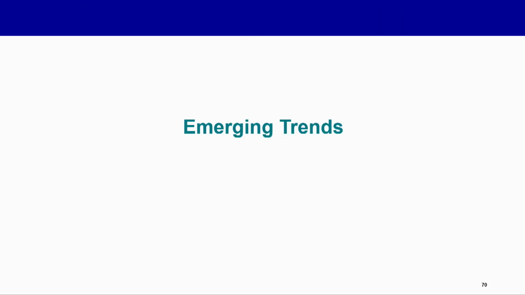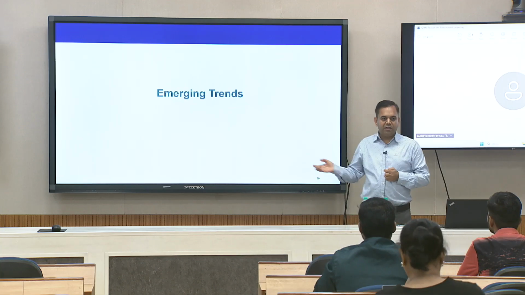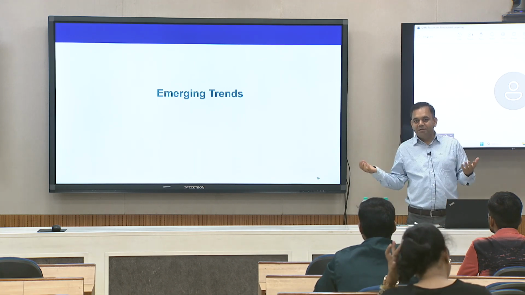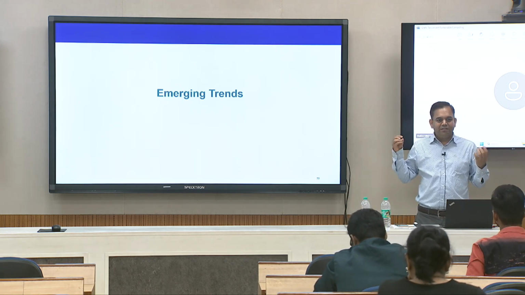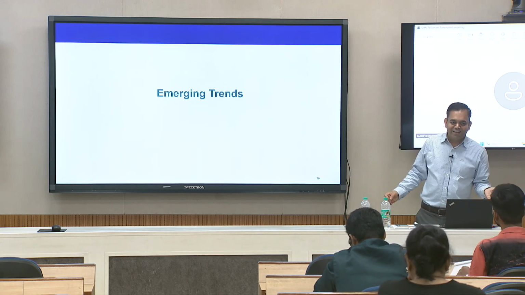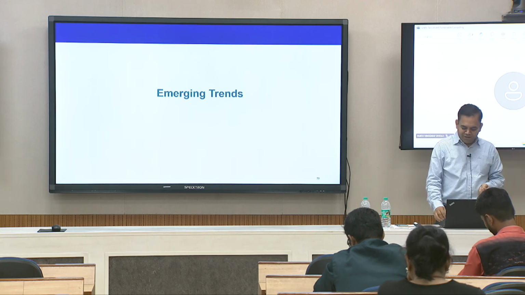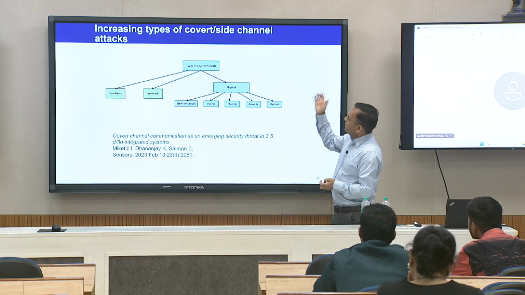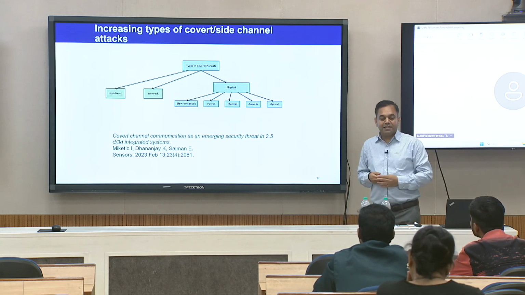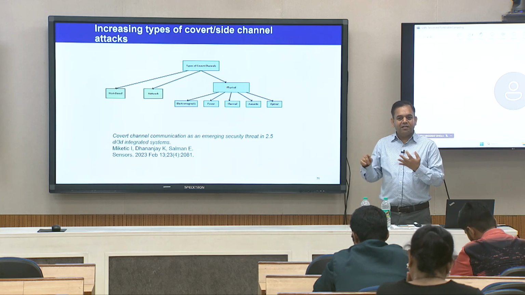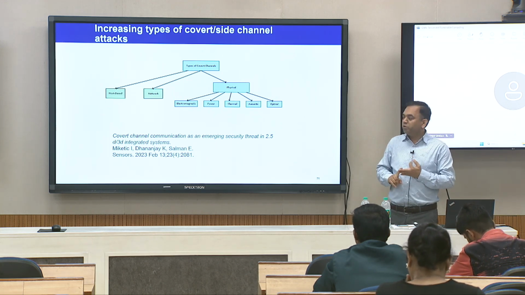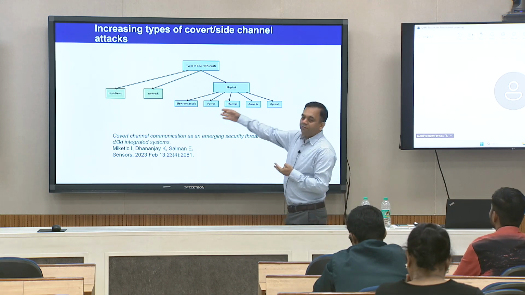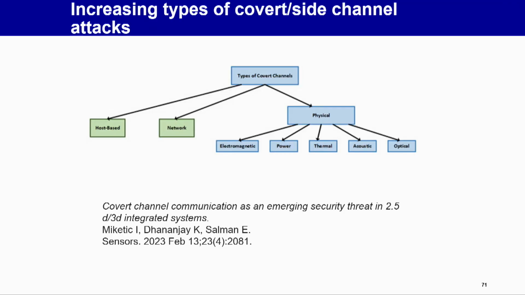Okay, so now let's look at what can be the emerging trends from now on. These are my thoughts. You should not take this as what the world is thinking. The world may think in a different way, or different people may think in different ways. One thing I think is there could be an increasing number of covert and side channel attacks. We have seen some, right? Timing, temperature, sound, but there could be other ways coming into the picture. People can think of different kinds of physical properties.